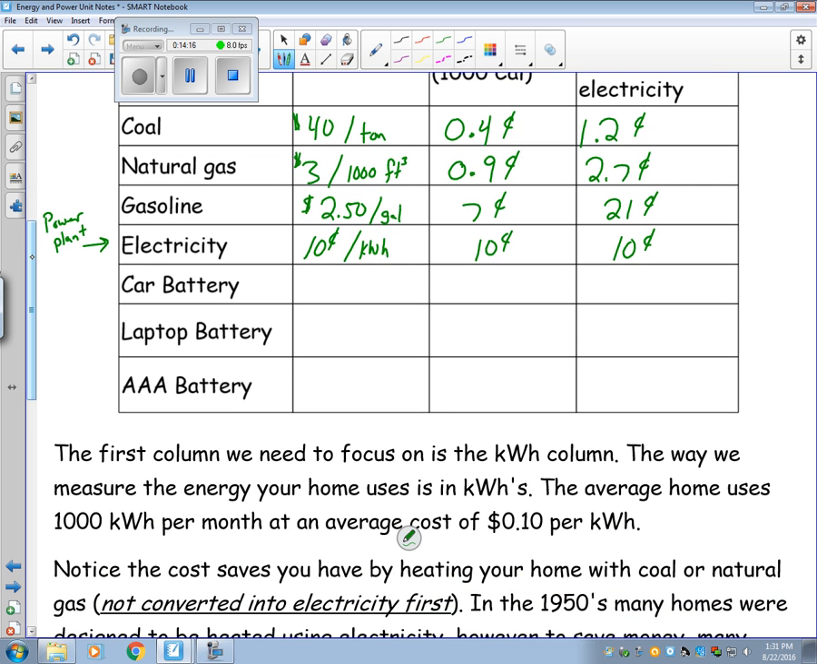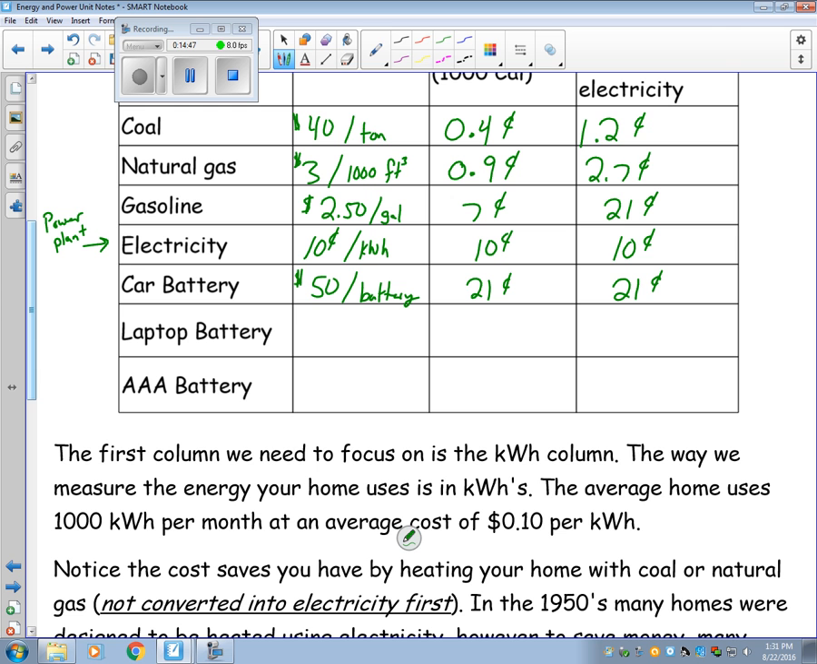A car battery. Remember, these are lead acid batteries. I don't know if you've had to buy one recently. They're roughly $50 per battery, and that is a very cheap car battery. Last time I bought one, I think I spent closer to 100, 150. So that's about 21 cents for a kilowatt hour. And again, electricity is electricity, so 21 cents to make it into electricity.